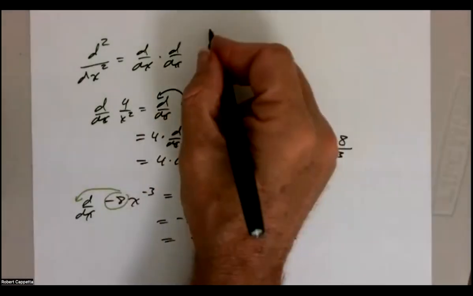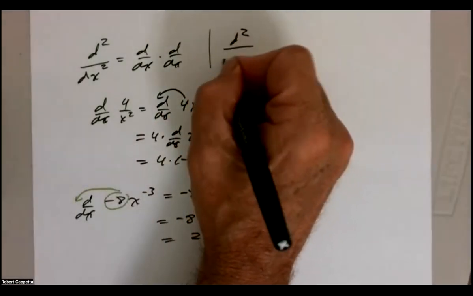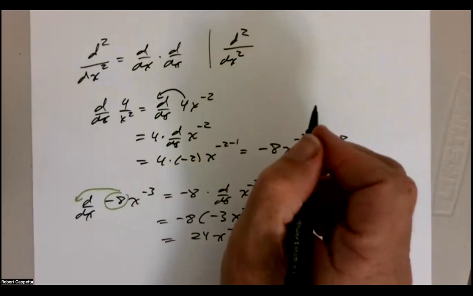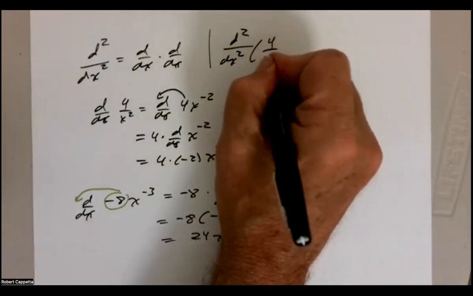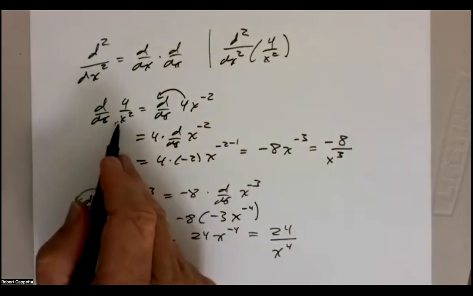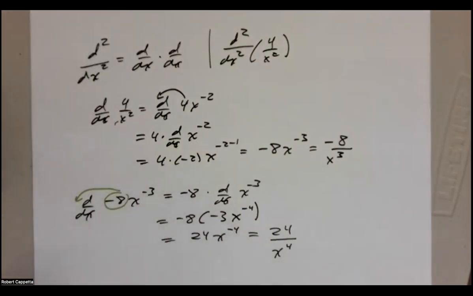Again, our question there was the second derivative of my original function, which is 4 over x squared. So you'll notice I took the first derivative and then the derivative of that to get the second derivative. That's our process there.